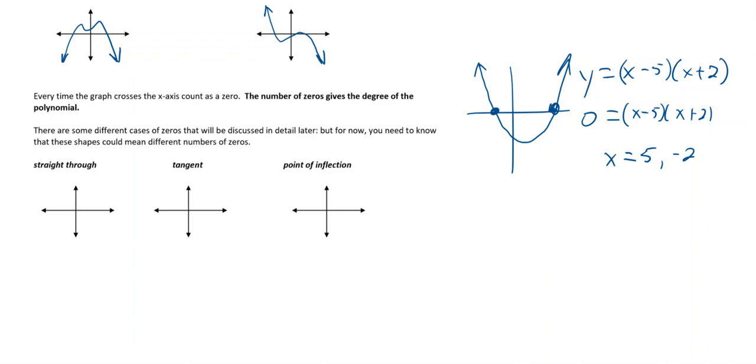There are different ways this can happen sometimes, though, with our graphs above. Sometimes there'll be a straight through. That might look like this, where they'll go up and then straight through again.